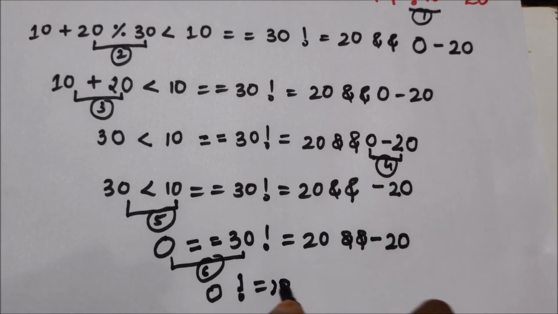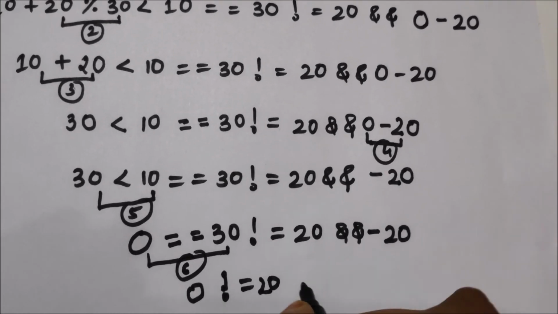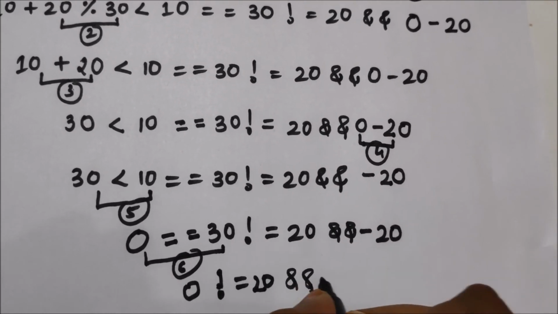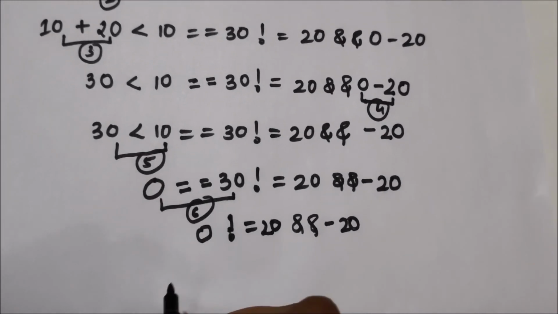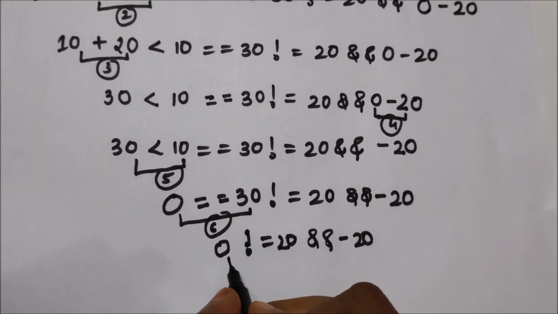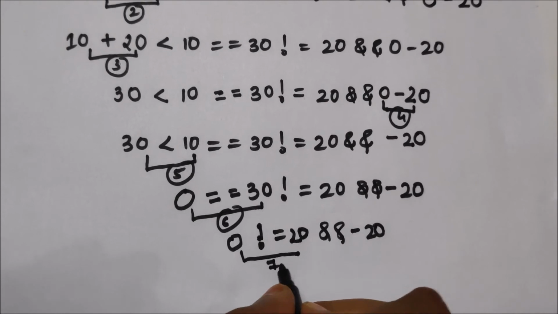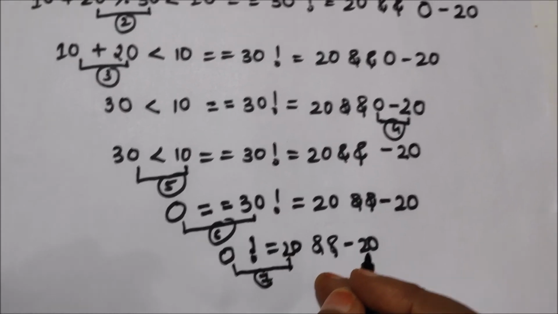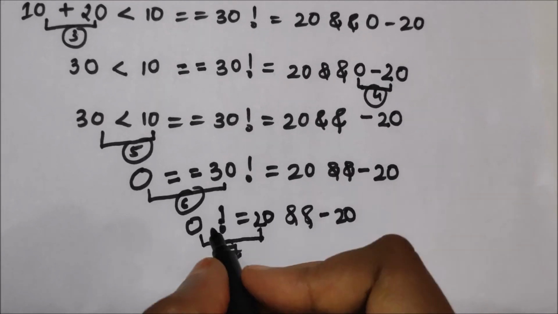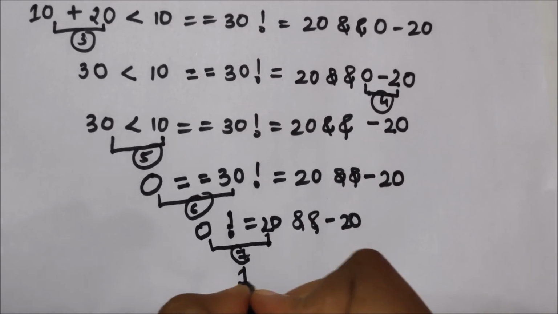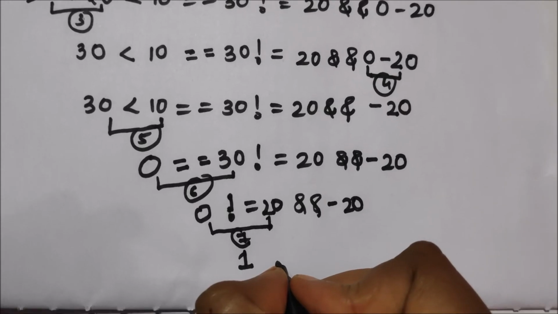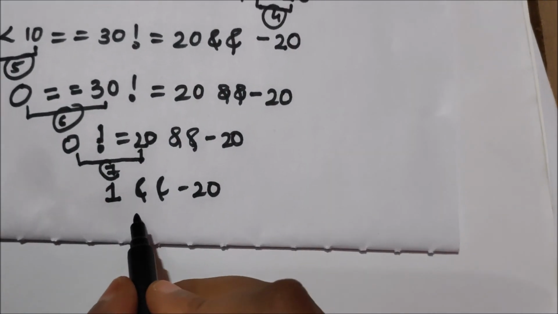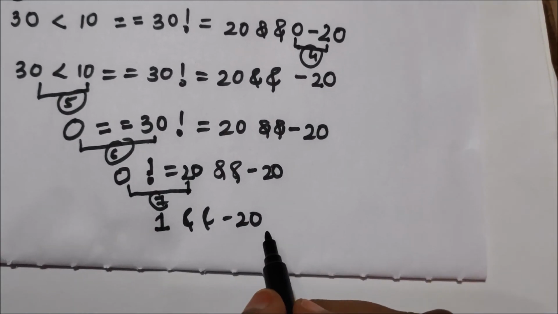Not equal to 20 and minus 20. Now again evaluate not equal to. So 0 not equal to 20, yes, the condition is true. So this will give the result as 1 and minus 20 remains as it is. Now we have 1, logical and minus 20.